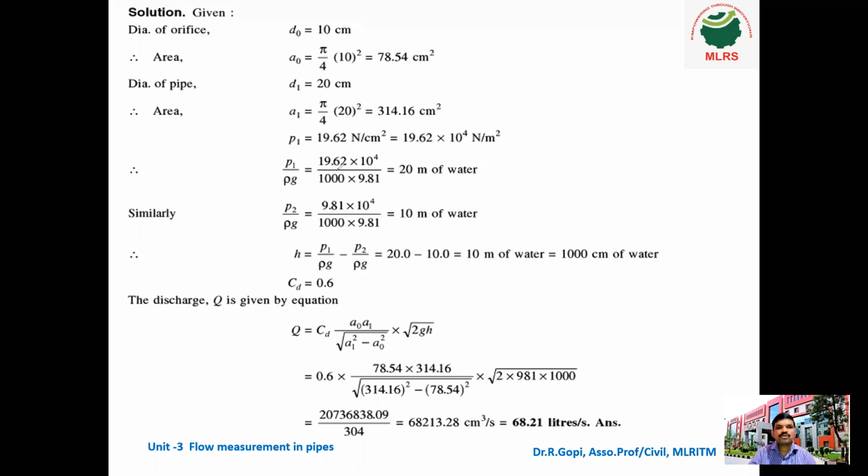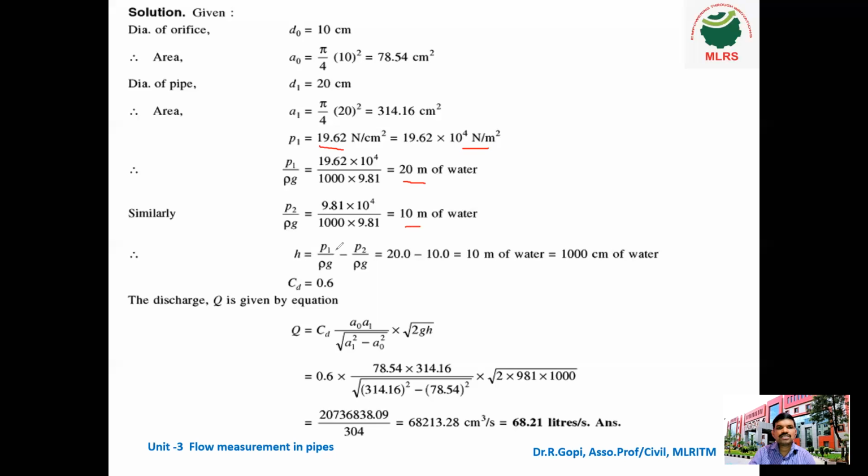So this P1 and P2 value is given in the question. So it is 20 meter of water here, 10 meter of water. P1 by rho G, substitute the values, 19.62 into 10 to the power 4. So here I converted into Newton per meter square. Either you can convert or you can keep it as it is, 19.62 in Newton per centimeter square also. So P1 by rho G is 20 meter of water, P2 by rho G is 10 meter of water.